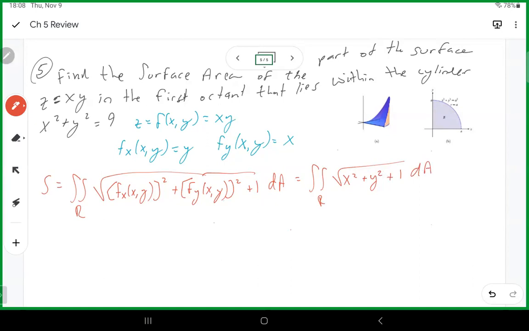Okay, since the region R is bounded by part of a circle, we want to use polar coordinates. In polar coordinates, R is given by r between 0 and 3, and theta between 0 and pi over 2.